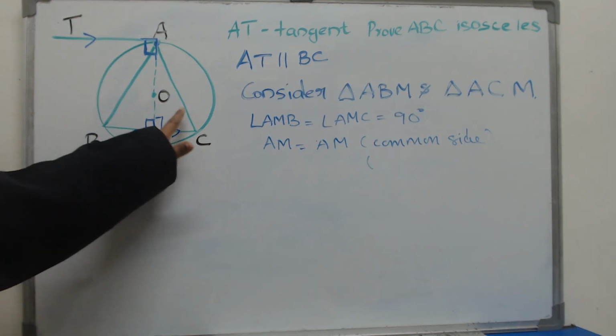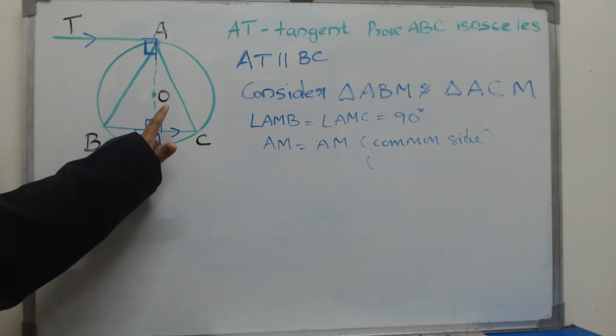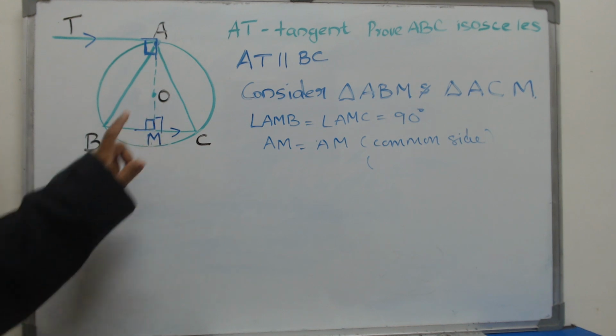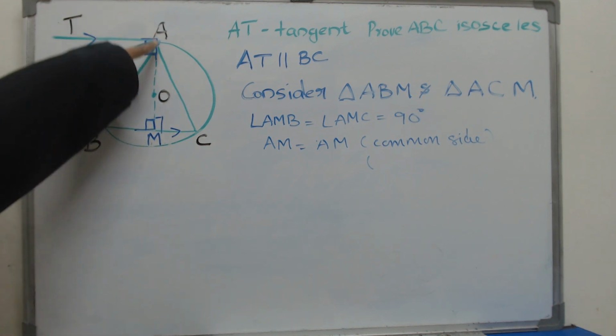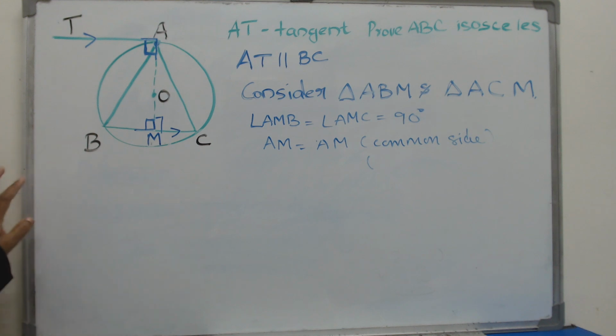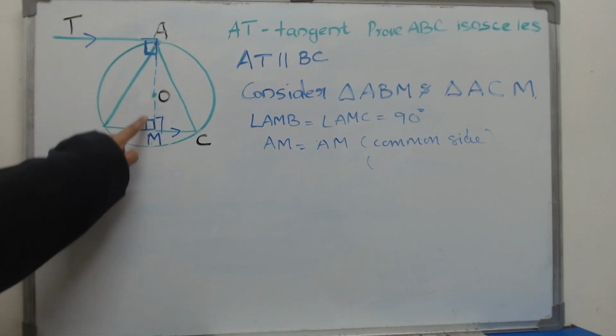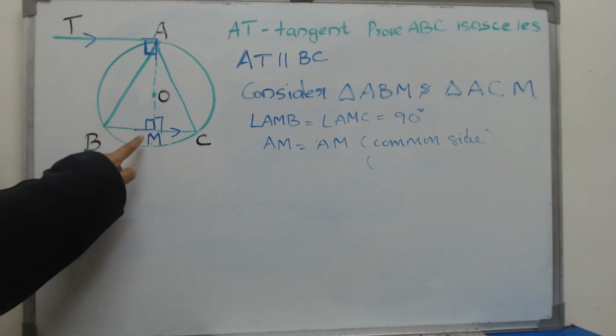So when you consider these two triangles, what do you see? A right angle here, a right angle here, both are right angles. Then a common side AM, that is also done. We just need one more side or one more angle. Is that possible? Now you see this, the perpendicular line from the center.